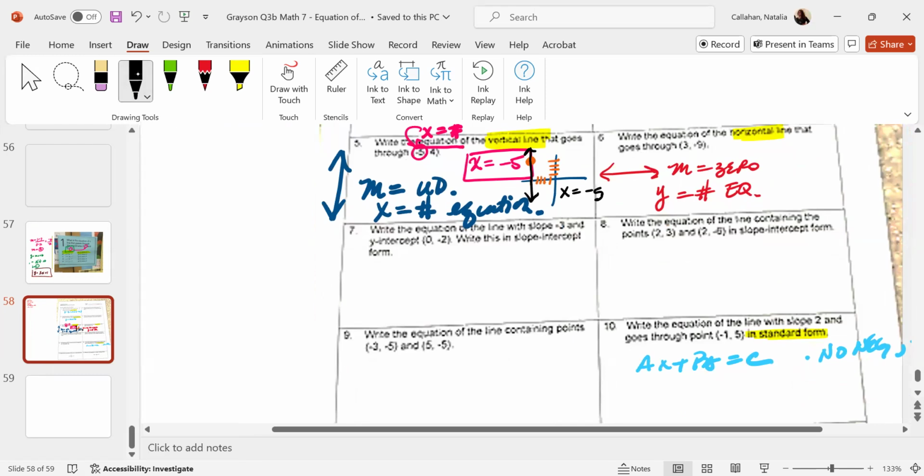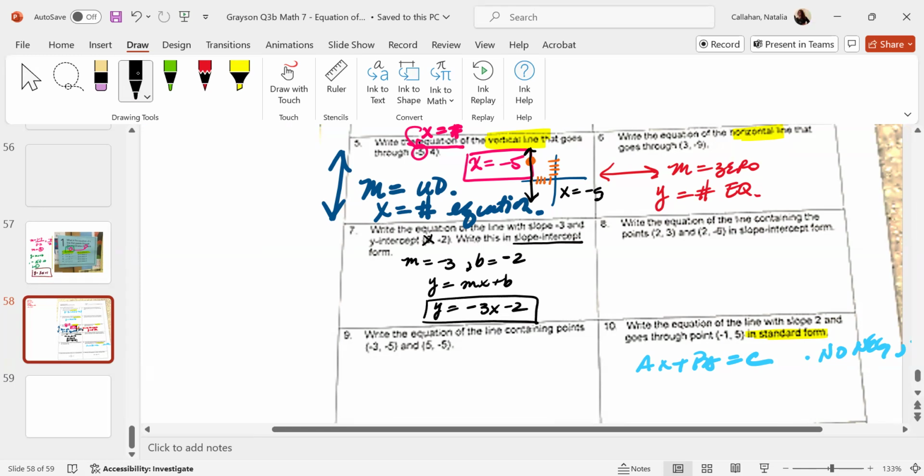Let's do number 7. Write the equation of a line with slope -3 and the y-intercept (0, -2). Y-intercept means b is equal to what? -2. The 0 doesn't matter. It just means b equals -2. Slope-intercept form. Isn't slope-intercept form y equals mx plus b? Well, this is really easy. It's just y equals -3x minus 2.